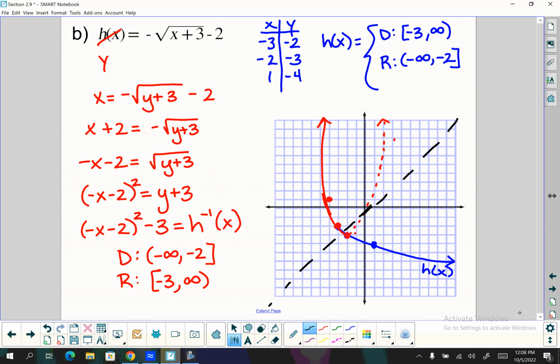Did you guys notice too here that the whole parabola wasn't graphed? It's only part of the graph. It's restricted because the original one was restricted, which is kind of interesting.